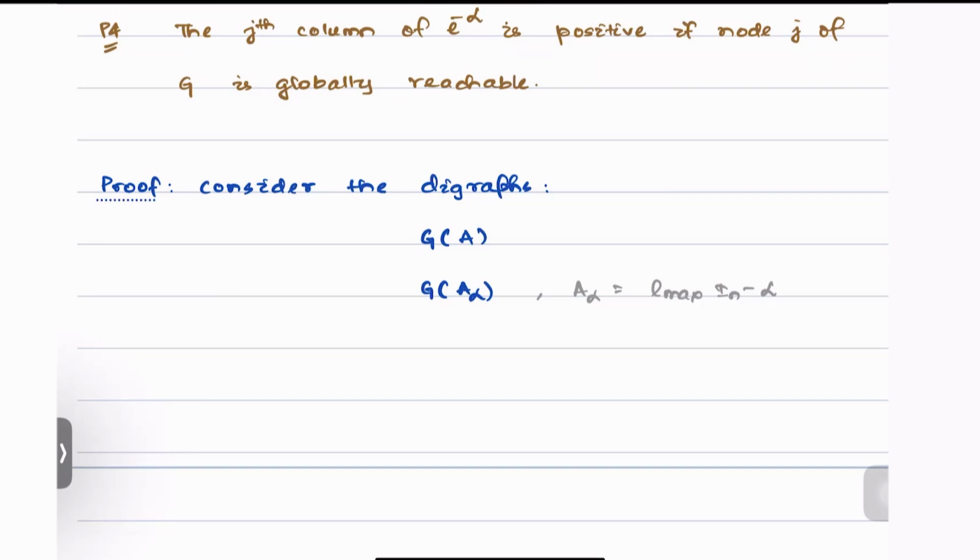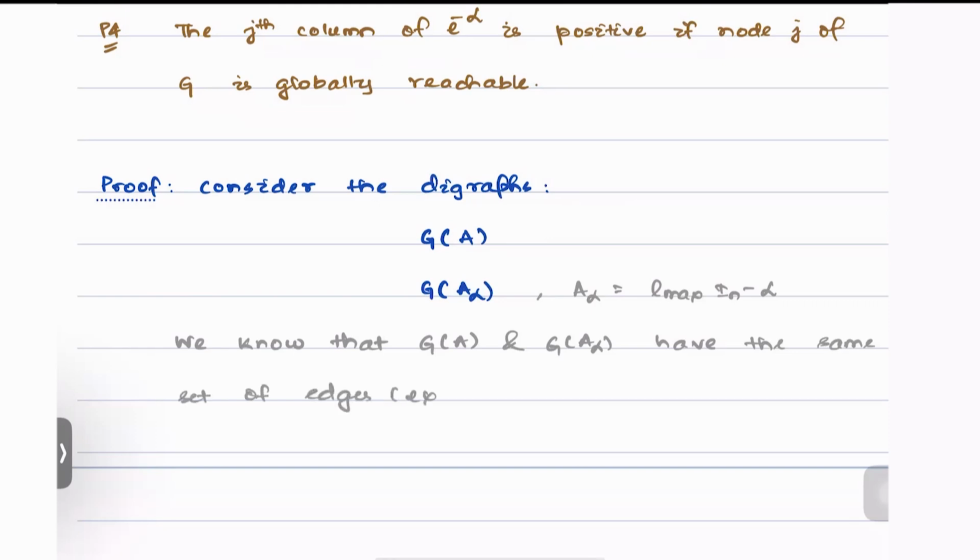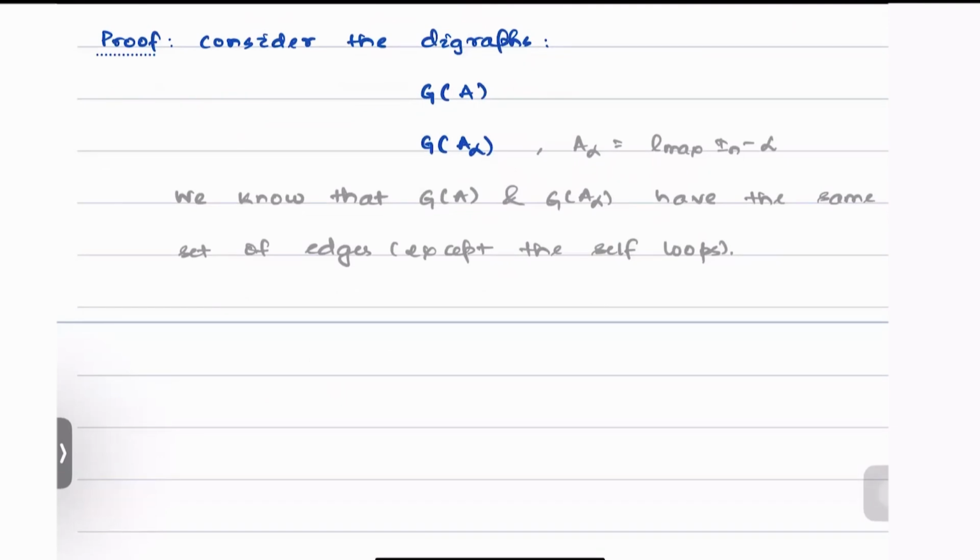Again, we saw it before. We know that G(A) and G(A_L) have the same set of edges, except obviously the self loops. Right. So what does this imply? This implies the following.